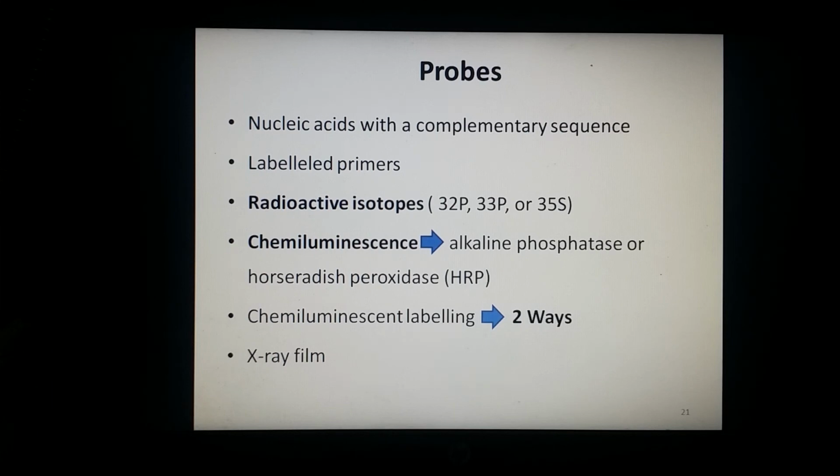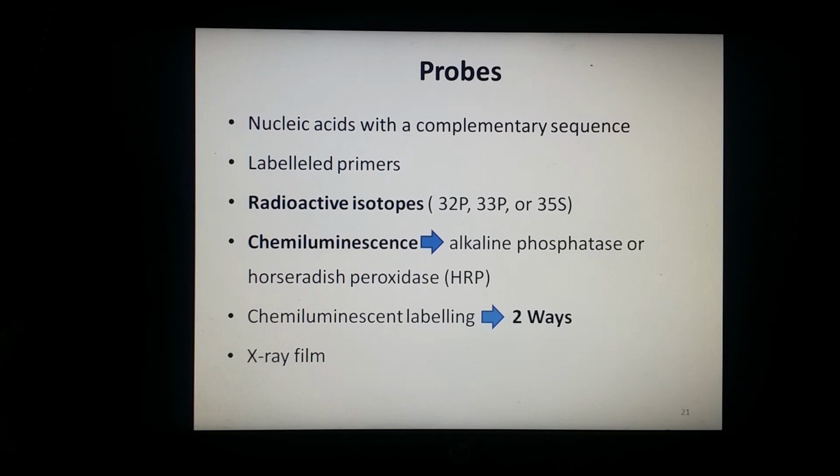And the probe must be labeled, either with radioactive isotopes, and these radioactive isotopes can be either P32, P33 or S35. This radioactive labeling provides the most sensitive method for detection. So first is radioactive labeling. Second, you can use chemiluminescence, in which alkaline phosphatase or horseradish peroxidase (HRP) breaks down the chemiluminescent substrate, producing a detectable emission of light.